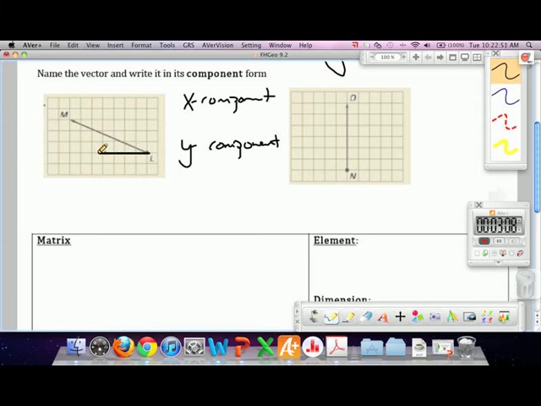I like to turn this into a triangle and find the x component by counting boxes. 1, 2, 3, 4, 5, 6, 7. This goes to the left. 7 in the x direction. And in the y direction, what should the y component be? What's the change in y here, from start to finish? How much higher or lower does it go? Up 3.